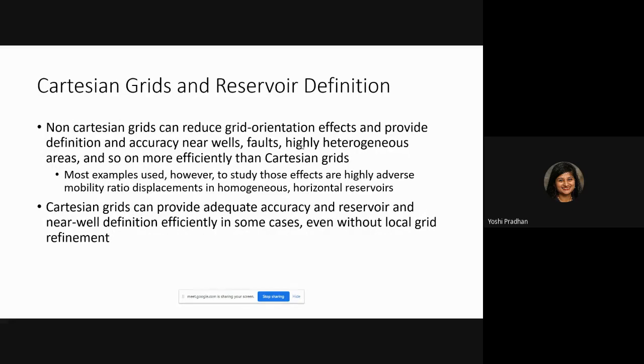So I'll talk about Cartesian grids and reservoir definition. Non-Cartesian grids can reduce grid orientation effects and provide definition and accuracy near wells, faults, and highly heterogeneous areas more efficiently than Cartesian grids. Most examples used, however, to study those effects are highly adverse mobility ratio displacements in homogeneous horizontal reservoirs. And Cartesian grids can provide adequate accuracy, reservoir, and near well definition efficiently in some cases, even without local grid refinement.